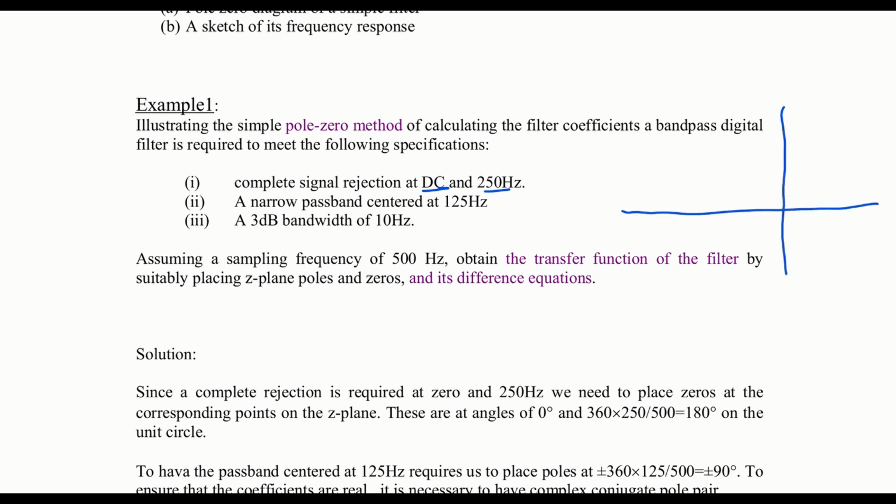So if we are drawing this showing the x-axis as our frequency, at 0 we shouldn't have a signal. So at 0 the filter output should be 0. Now we should have a narrow bandpass centered at 125 hertz. So it means that there should be a center, right, at 125 hertz, where our bandpass is going to be centered. Then we should have a 3 dB bandwidth of 10 hertz, right?